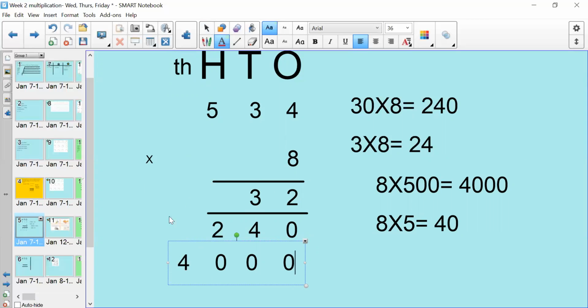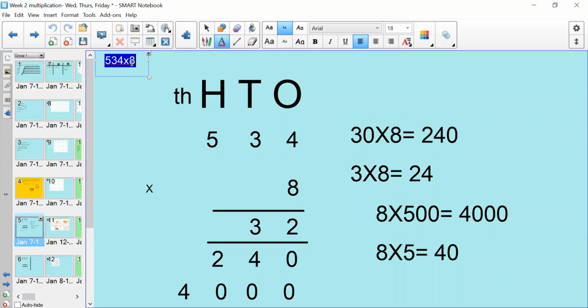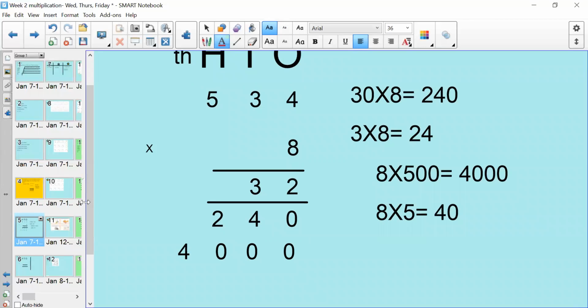Okay, and then we add that all up together. So 4,000 plus 240 plus 32. And again, this is something that you could do mentally. So it'll be 4,272 is your answer. So we can add that back into the original sum. 4,272. Okay, perfect. Right, let's have a go at one more before we get to our activities.